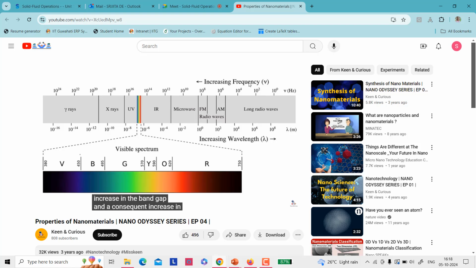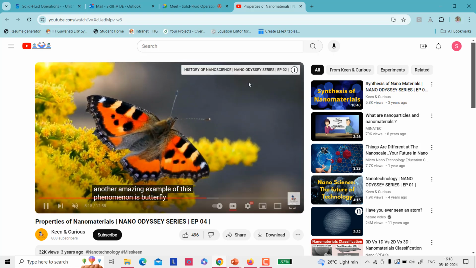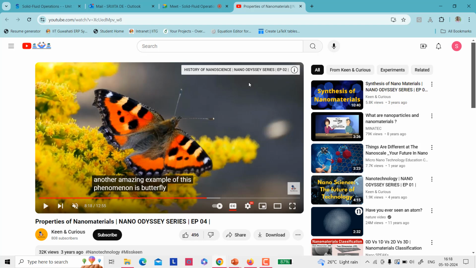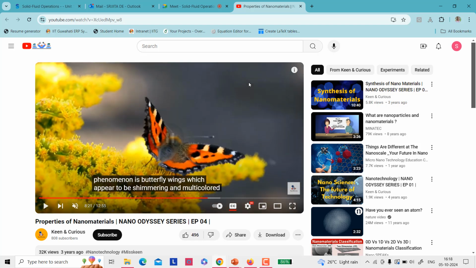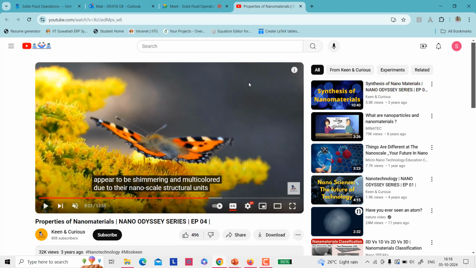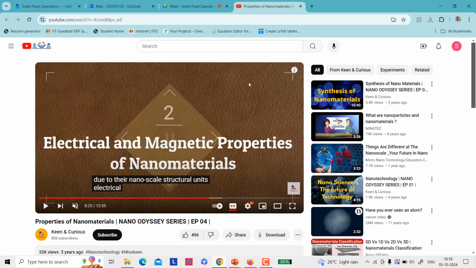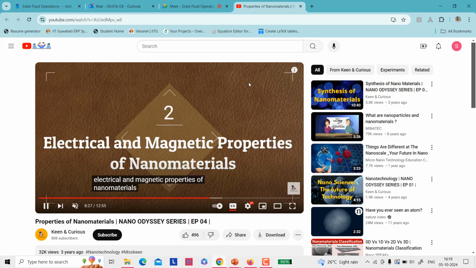The second property is the electrical and magnetic properties of nanomaterials. Now that we have studied the quantum confinement effect and seen its implications in everyday life, understanding the electrical and magnetic properties of nanomaterials will be easier.